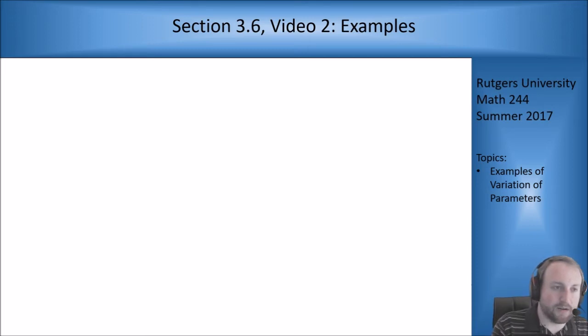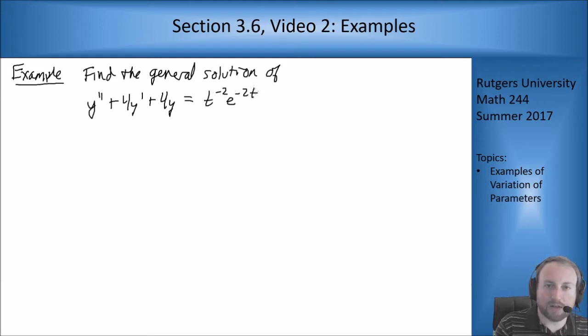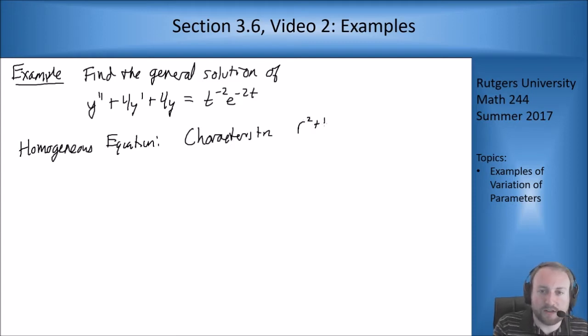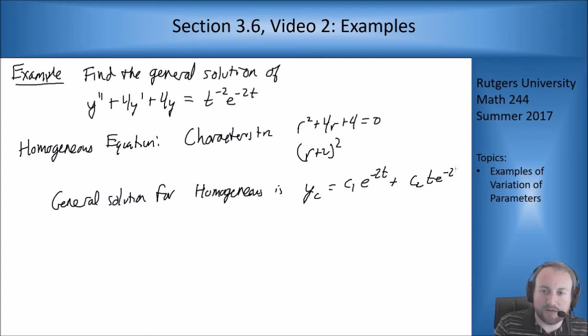The example we want to solve is the following. Find the general solution of y double prime plus 4y prime plus 4y equals t to the minus 2 e to the minus 2t. So where do we start? We start by finding the solution to the homogeneous equation. The characteristic equation is r squared plus 4r plus 4 equals 0, which is r plus 2 quantity squared, which means the general solution for the homogeneous equation is yc equals c1 e to the minus 2t plus c2 t e to the minus 2t, because it's a repeated root. So there's our general solution to the homogeneous case.